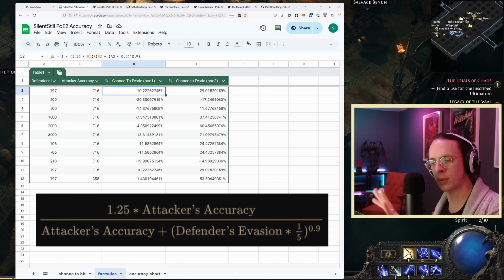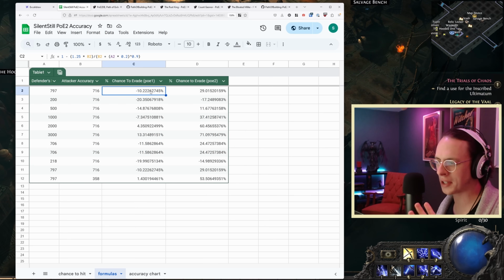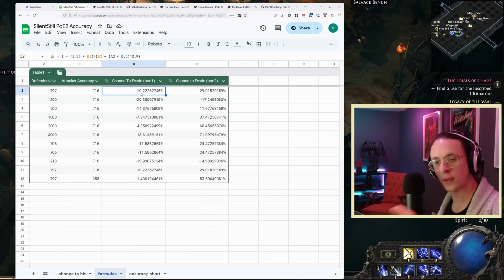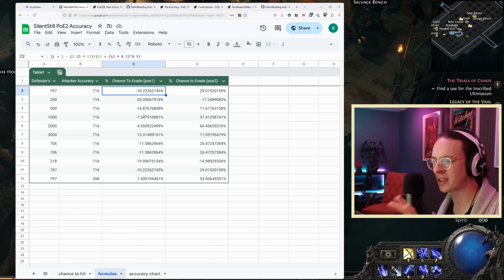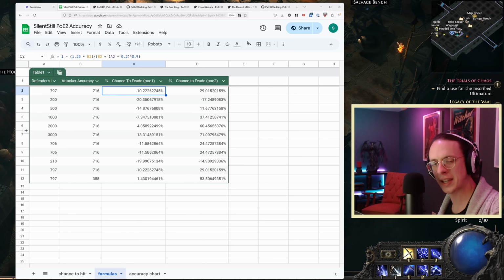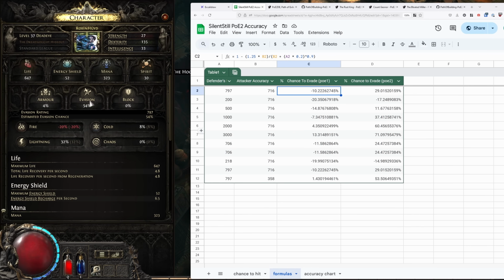These are the spreadsheets I was using for testing to determine if that was the same in PoE 2, because I'd seen some claims online that it was. But my testing essentially yielded that that didn't seem to be the case. So if you see right here, we're working in terms of chance to evade instead of chance to hit, but that's just because I can then check it against the evasion number that the game is spitting out on the character sheet. This is a level 37 character, and I've got an evasion rating of 797. That's where this 797 value comes from in the spreadsheet.